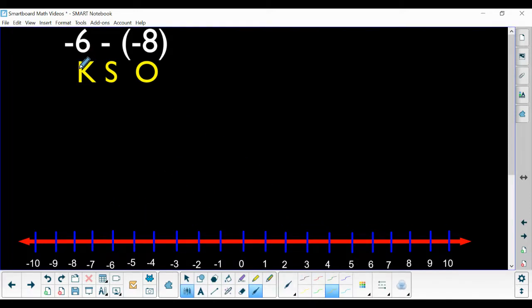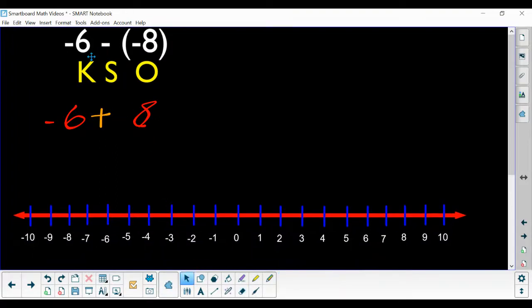So like I said, K stands for keep it. That means you're going to keep the first number the way it is. Nothing changes. The next thing you're going to do is switch. Switch the subtraction into addition. And then you're going to get the opposite of this number. This is a negative 8. So what is the opposite of a negative 8? A positive 8. You can put positive 8 if you want to, or you can simply just put 8. And that's what you do when you have a subtraction problem dealing with integers. Now just turn it into an addition problem.